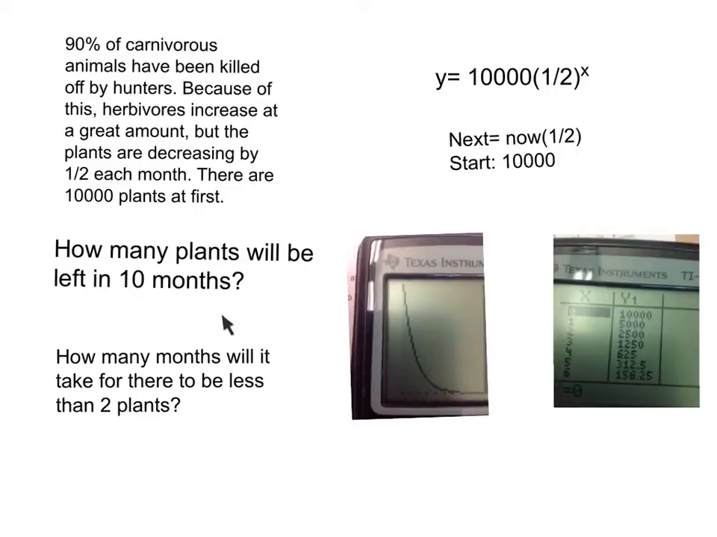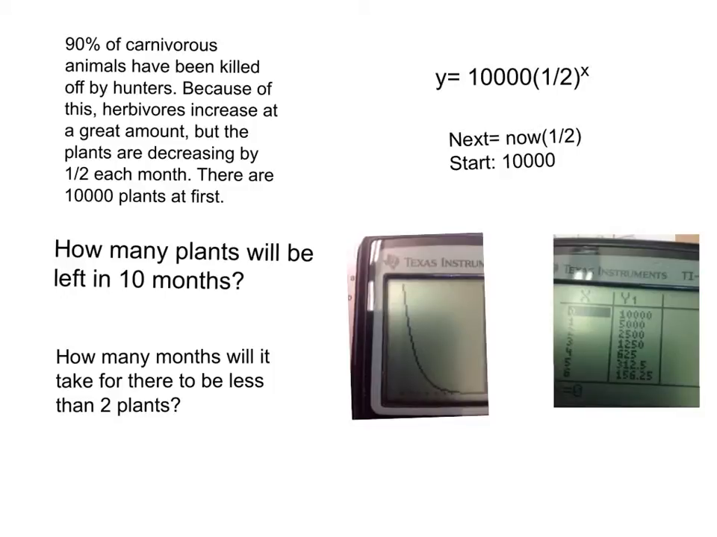Down here, we have our two questions or problems. So the first one asks, how many plants will be left in 10 months? So first, we would come back to our equation, replace x with 10, then we'd multiply. First we'd take the half, raise it to the 10, and multiply these two together, and we will receive about 9.76 plants, which is impossible, but it doesn't matter.